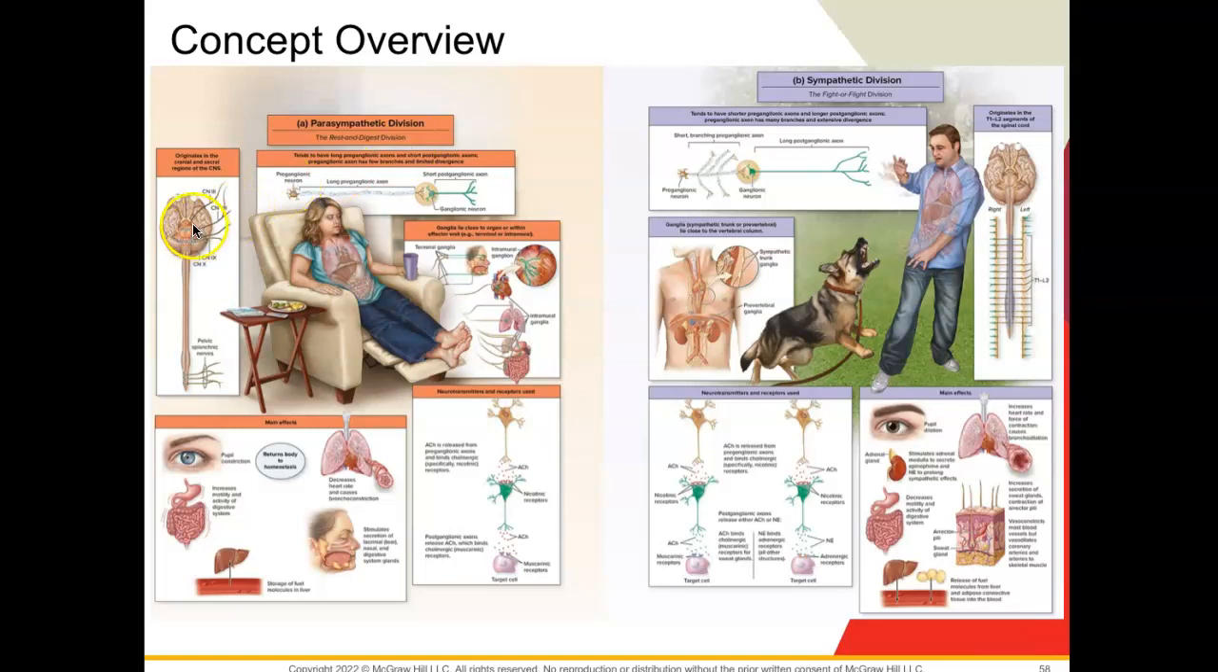We also call it the craniosacral division because we have these nerves originating from the cranial nerves and the sacral region S2 to S4. We also know that the preganglionic neuron is going to be long and myelinated, whereas the postganglionic neuron is going to be short and unmyelinated. We do have some terminal ganglia lying near the target organ, or intramural ganglia that are located within the organ itself.